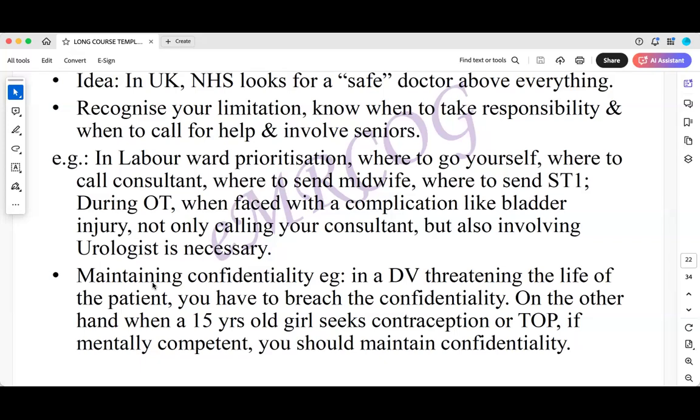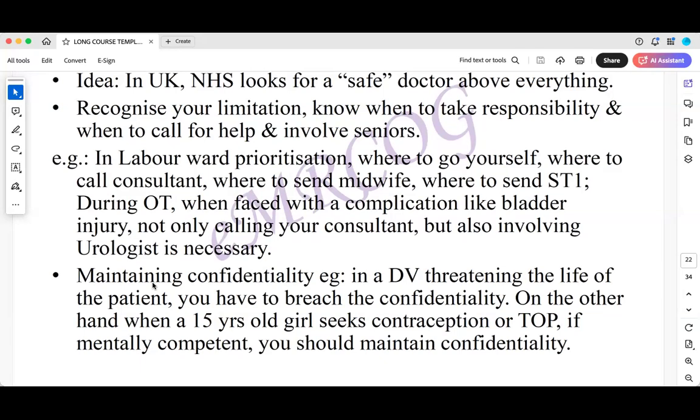If, for example, you have a suspected ureteric injury and you didn't call the urologist, do you think that you compromised the patient safety? Yes, you did. Things like this are very important. Another thing for patient safety, as I told you, is that it's not only the physical safety, but also emotional safety and confidentiality, when the patient is sharing information.